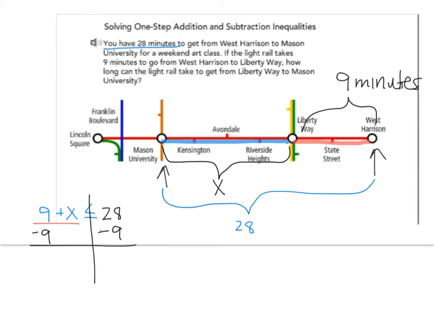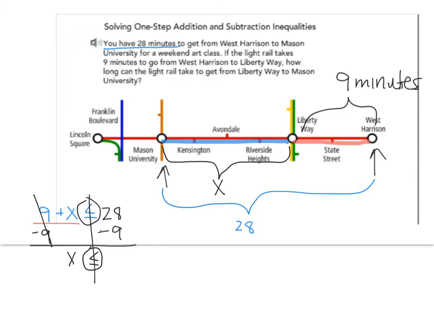So when I do this, my 9's cancel, and I'm left with just my X. I bring down the same inequality sign that I used before. Do not bring down an equal sign. There's not an equal sign up here. This is a less than or equal to. So I have to bring down a less than or equal to.